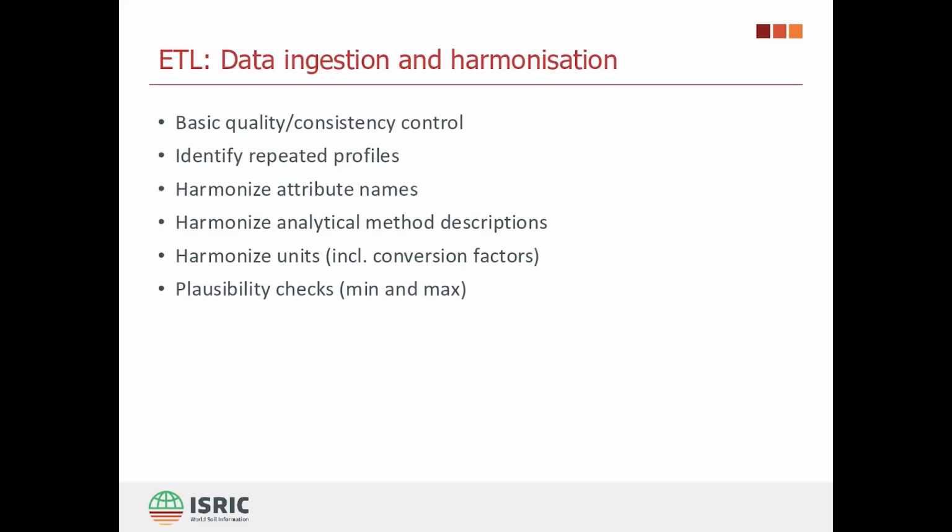So ETL, how does this work? The first step of WoSIS is the ETL, extract, transform, and load. In other words, it is the data ingestion and harmonization. Some people call it standardization. I prefer to use the term harmonization. So when we receive data from our data providers, the first thing we need to do is data quality, consistency checks and consistency control.